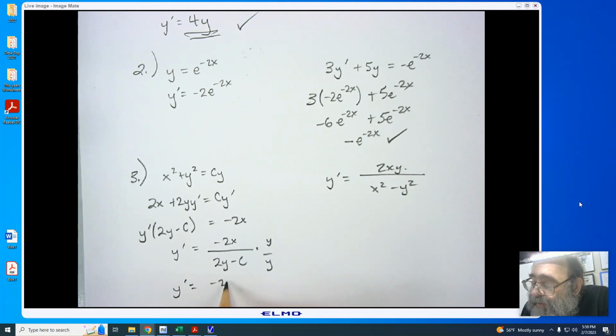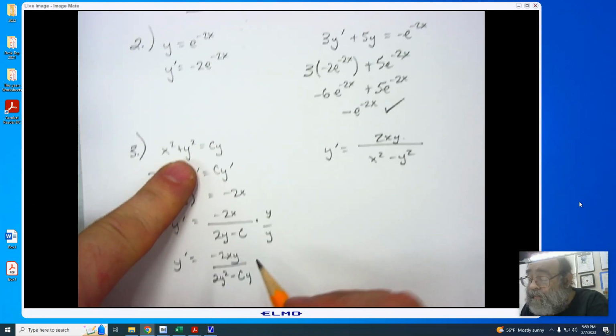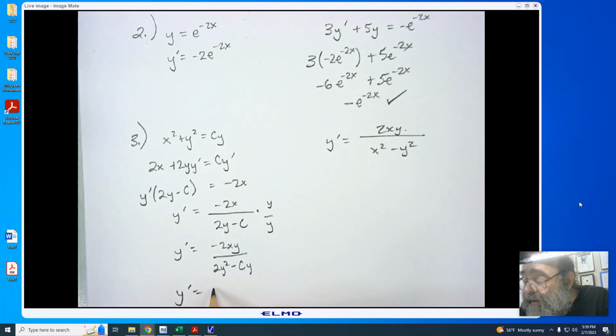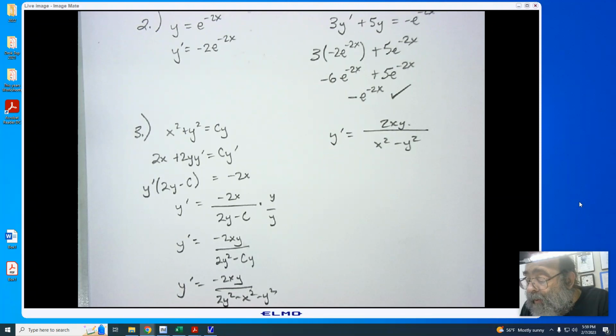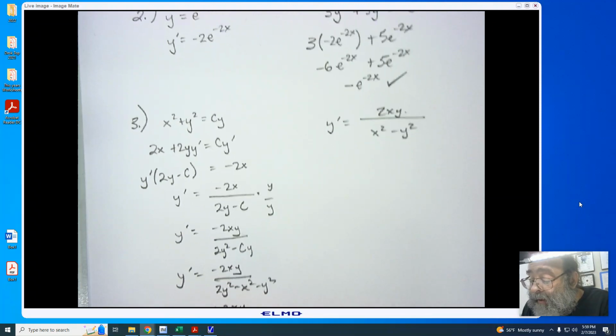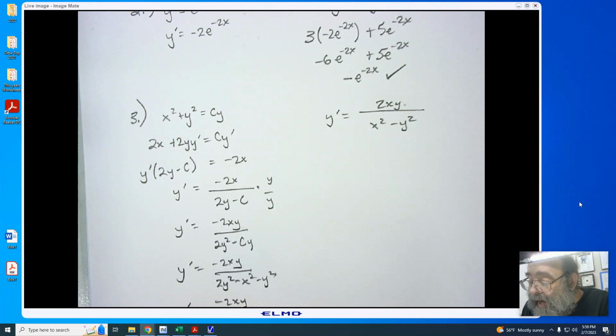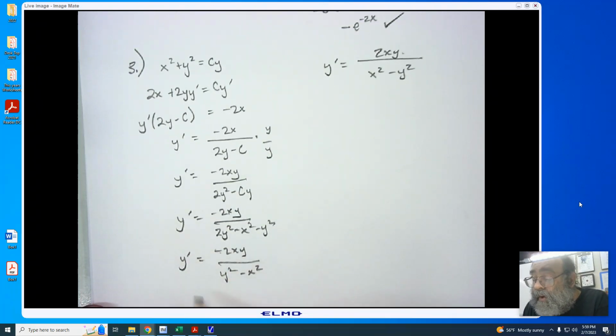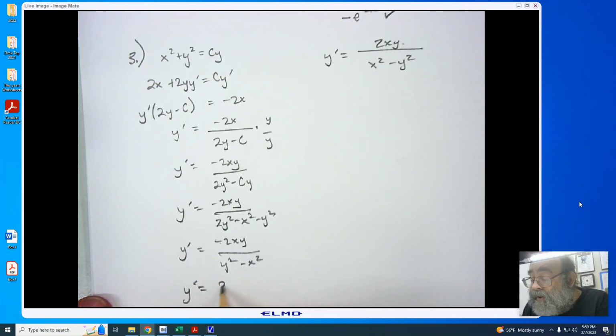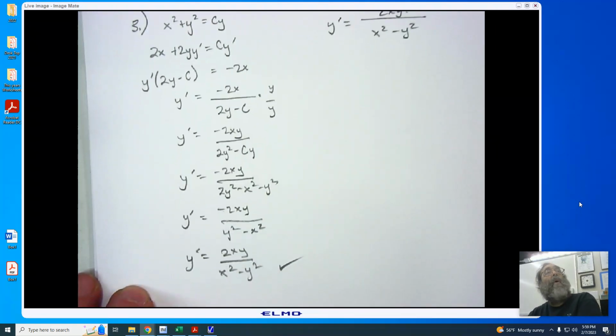Y prime is then negative 2xy over 2y squared minus cy, and I can now replace cy with x squared plus y squared. Y prime equals negative 2xy over 2y squared minus x squared minus y squared. Simplifying gives me y prime equals negative 2xy over y squared minus x squared, and I can now distribute the negative from the numerator into the denominator to make it 2xy over x squared minus y squared, and that's what we're looking for. Yay! We now go to number 4.